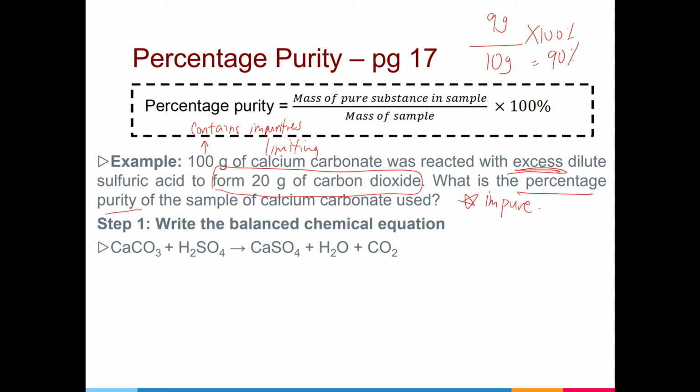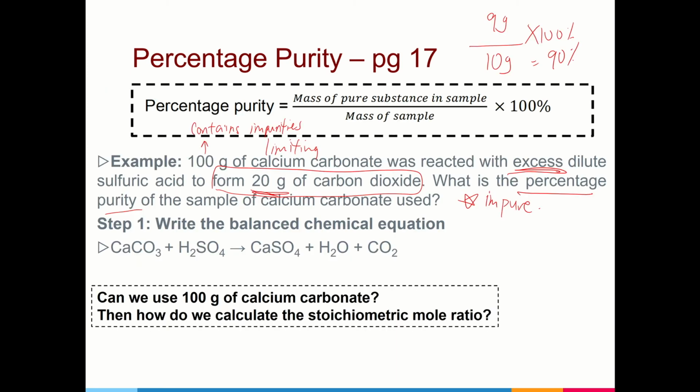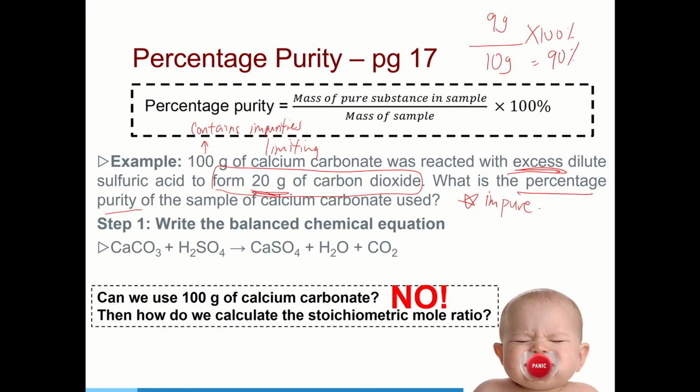So what we do is we use the amount of product formed. Because if you look back, the yield of the product is dependent on the pure substance. It's dependent on the pure sample. So we cannot use 100 gram. What we do is we have to use carbon dioxide. The product is formed from calcium carbonate, so we work backwards now, from the product.